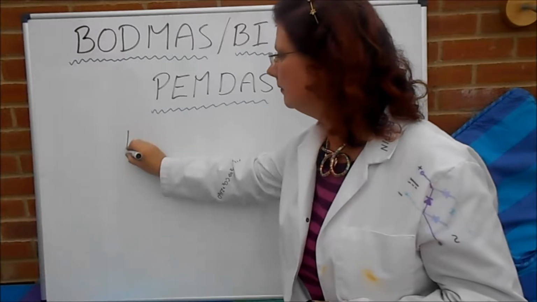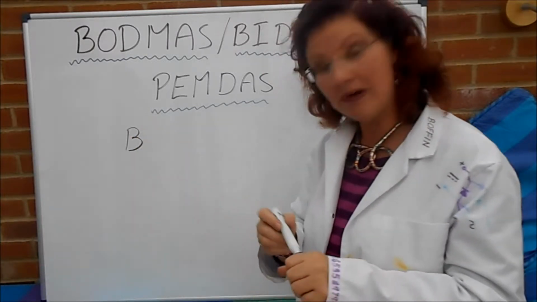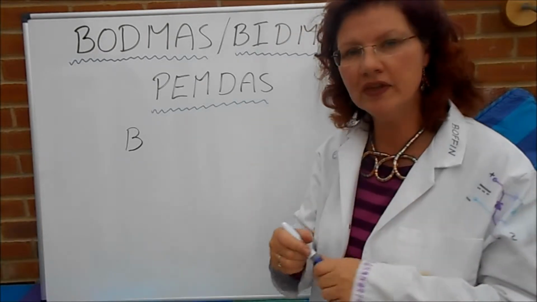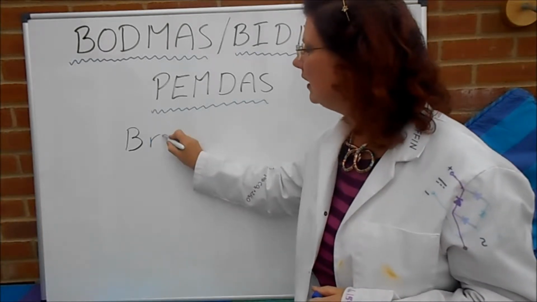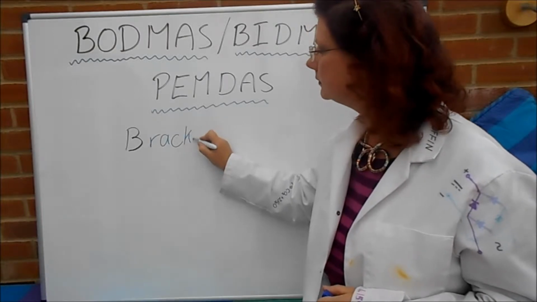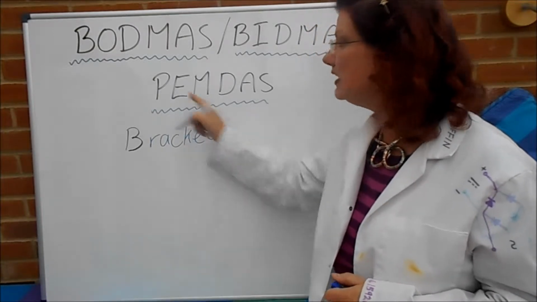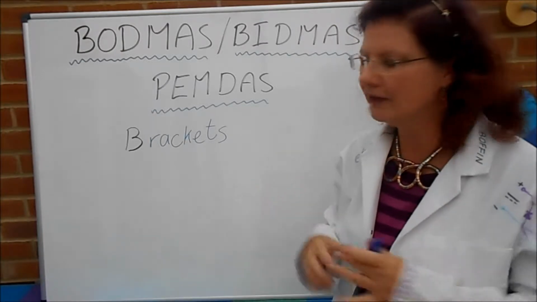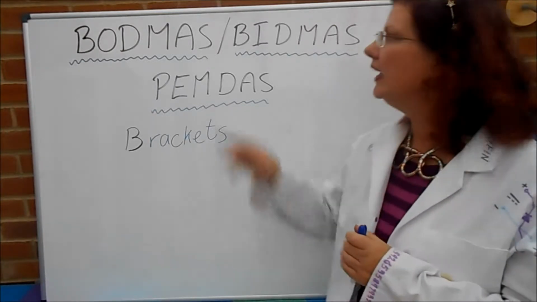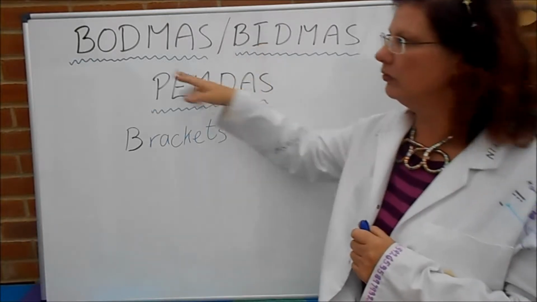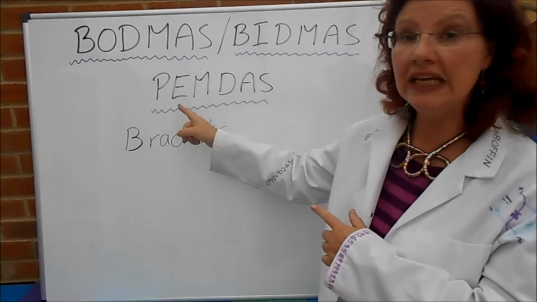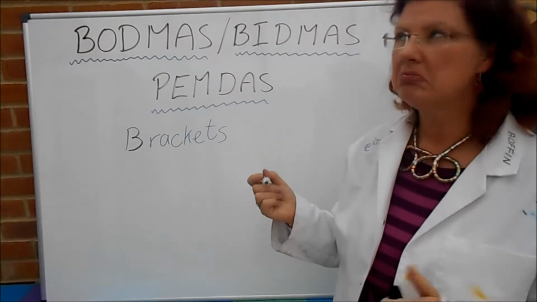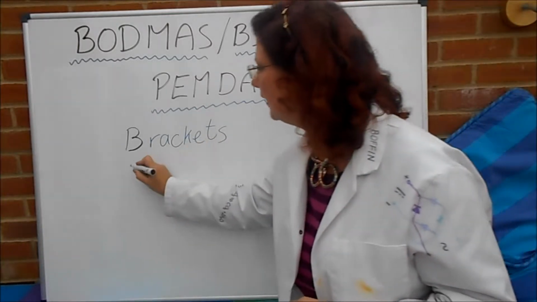The B stands for brackets. Most people know that when you've got some maths and there's brackets in it, you do what's in the brackets first. So B is for brackets. If you're using PEMDAS, it's P for parentheses, which is just a posh word for brackets. The next one is the I in Bidmas, or the O in BODMAS, or indeed the E in PEMDAS. I'll use O for the moment. I think I'm going to do BODMAS.